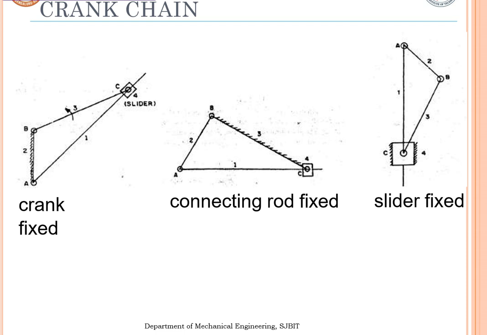Here it shows the inversions of a single slider crank chain. Here you can see that while the crank is fixed, that means AB is fixed. In the second diagram, the connecting rod is fixed, and in the third position the slider is fixed. So when we constrain the link in different positions, you will be able to know what motions can be achieved. So these inversions of the single slider chain show where exactly it is going to move.